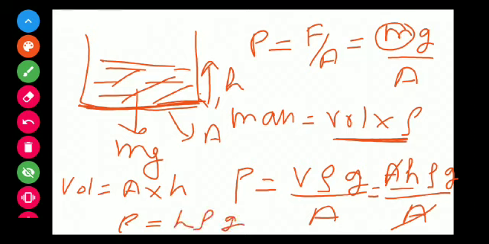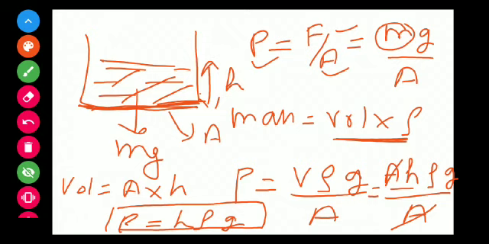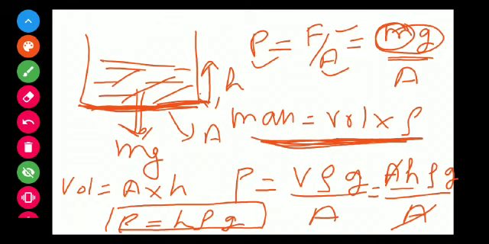This is the pressure exerted by the liquid due to the height of the liquid. This is the pressure on this area A due to the liquid. Pressure is equal to force upon area, and the force exerted on this area is the weight of the liquid. Weight of the liquid is mass into acceleration due to gravity. But mass is equal to volume into density.